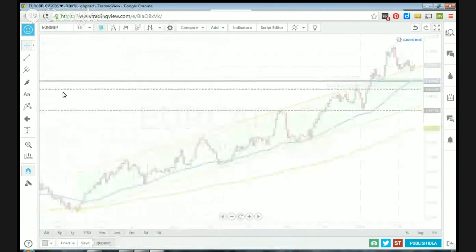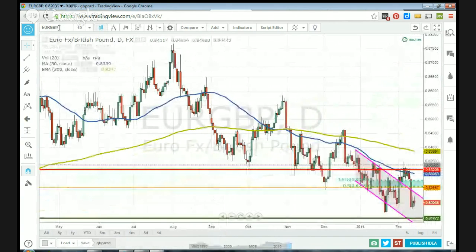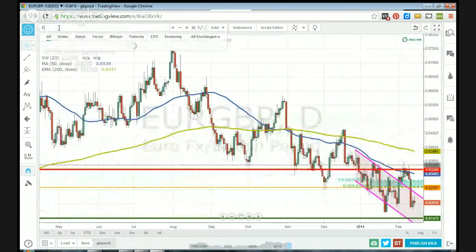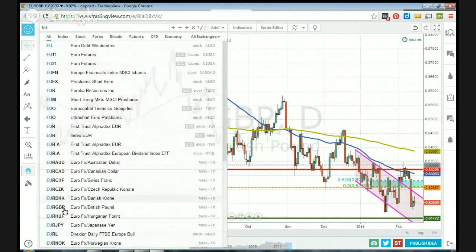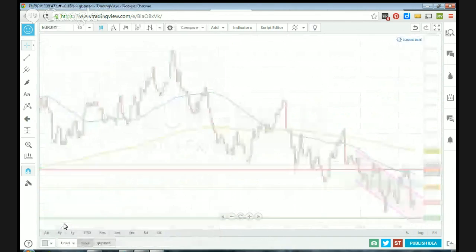Euro Pound, we looked at that already. So that's going well so far. We'll see. Might be an opportunity to add coming up, or it might hit the profit target. Let's see what happens. Oh, looked at Euro Pound. Euro Yen. Okay.